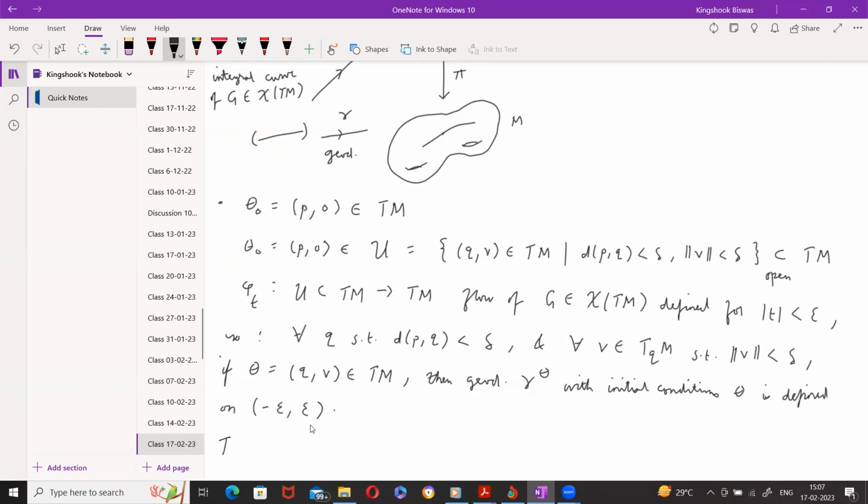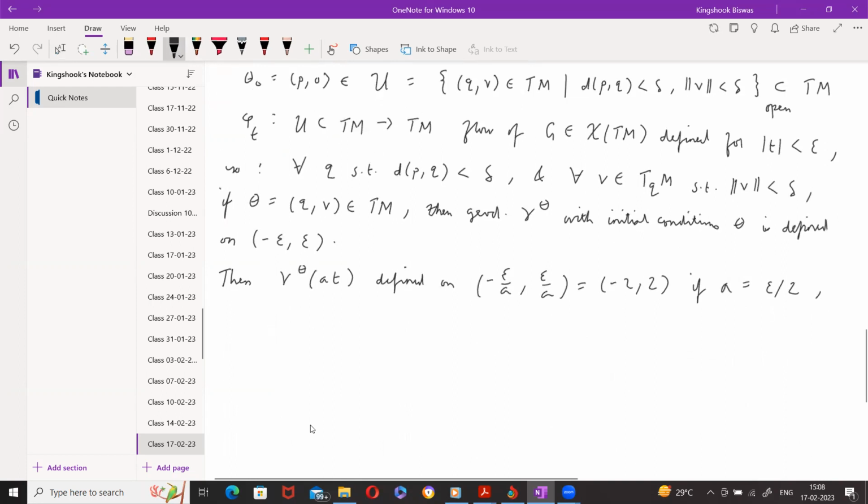So then if I look at gamma theta of 80, okay, so this is defined on minus epsilon over A to epsilon over A. So I can make this equal to the interval, let's say minus 2 to 2, if I take A to be half epsilon, right? Okay.